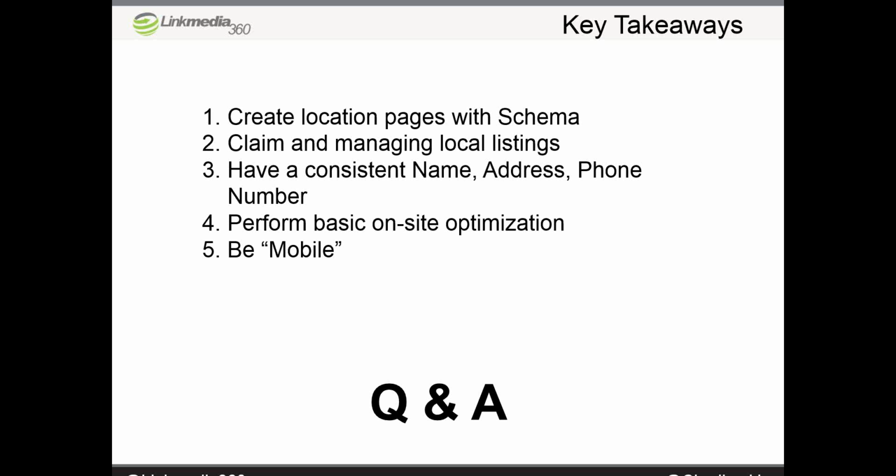The next is manage your local listings. It's a fairly low-cost solution. You see results much faster than search engine optimization as a standalone, which may take 6 months to a year, and it's definitely going to help your business. The next is make sure that you do have a consistent name, address, and phone number on your website, as well as what you submit to a syndication source for your local listings.